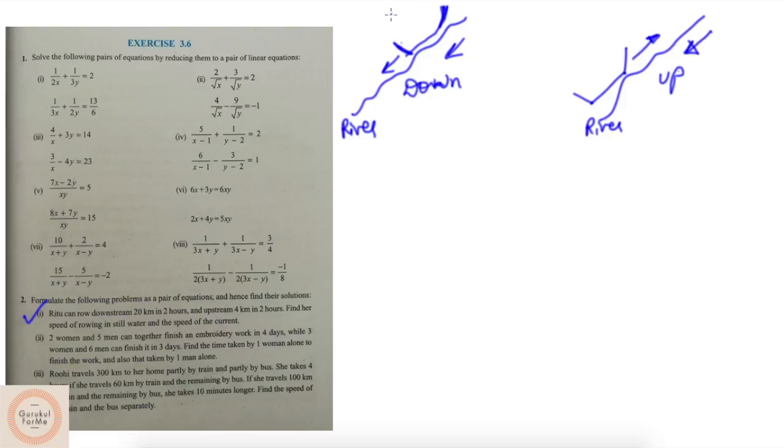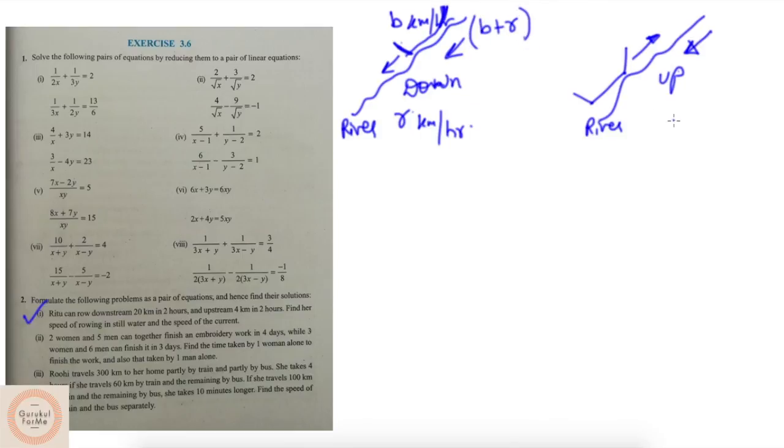If the speed of the boat is b kilometers per hour and the speed of the river is r kilometers per hour, when you're going down, your speed effectively will be b plus r. Why? Because you will have certain speed and your river will help you to gain speed if it is faster. So both are moving in the same direction, river and boat, and so the speed will increase, b plus r.